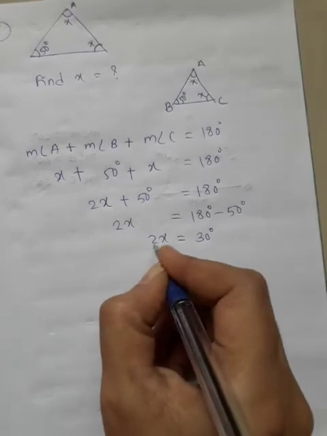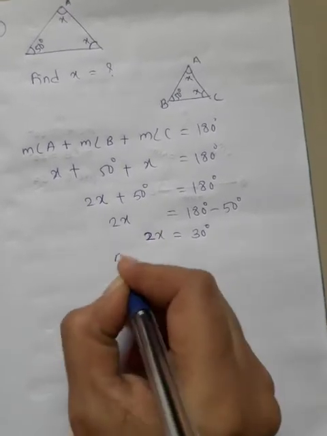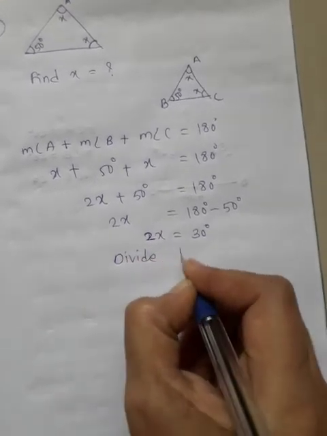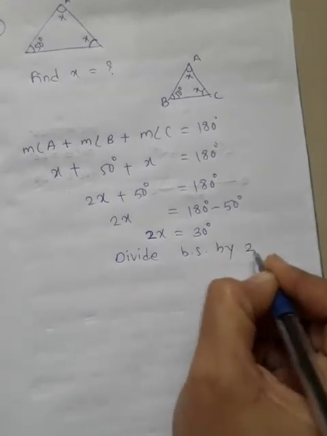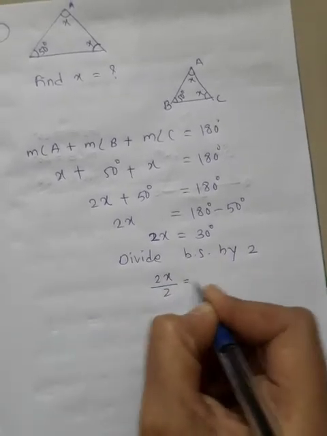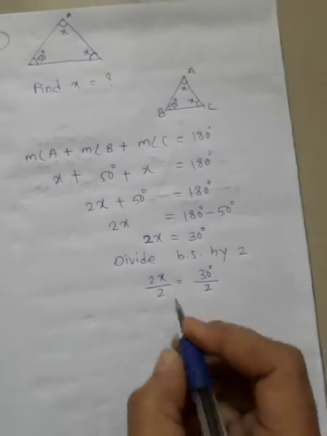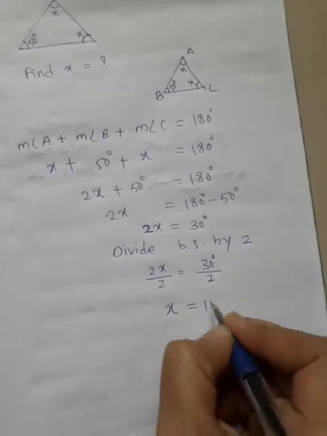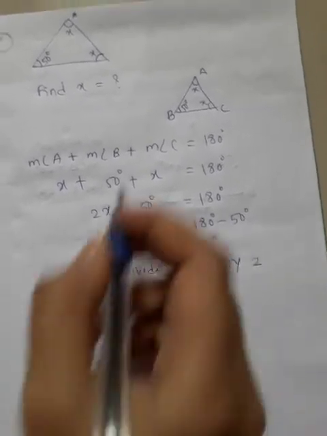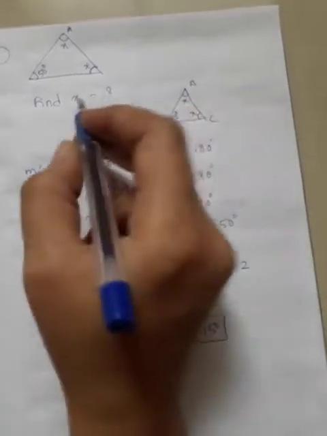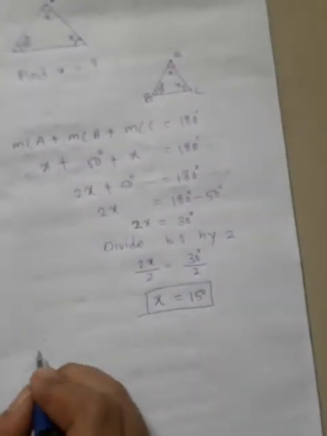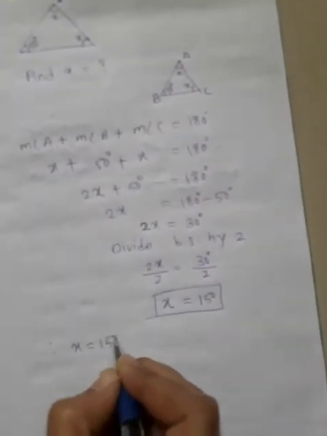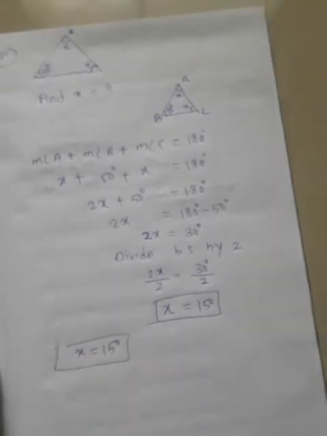Now to get x, we have to divide both sides by 2. So we get 2x upon 2 is equal to the value upon 2. So here the 2 gets cancelled, x is equal to 15 degree. So here x is equal to 15 degree.